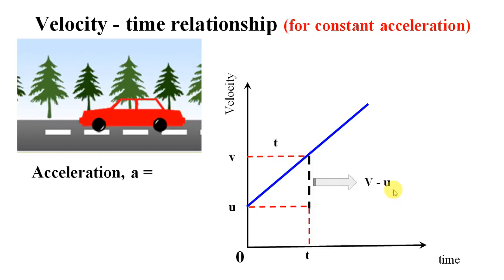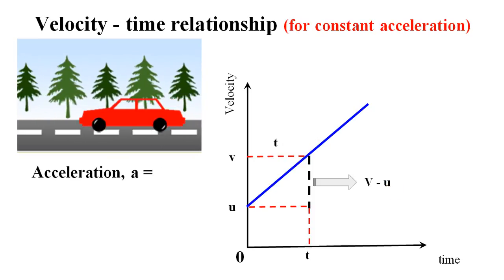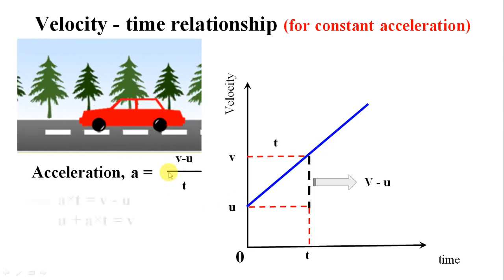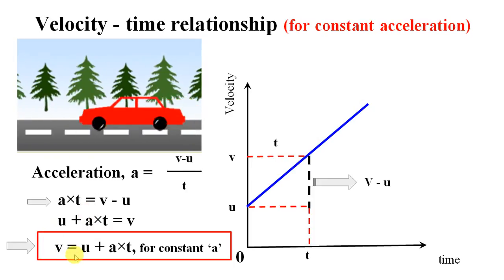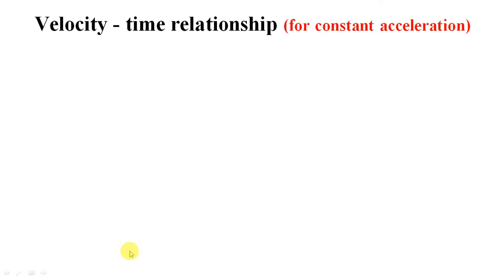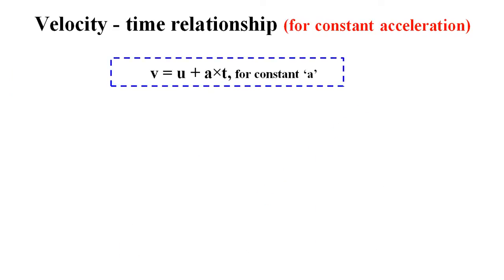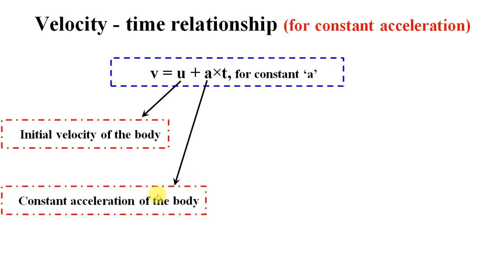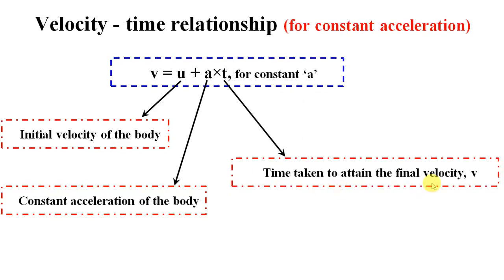To find acceleration, we should find the slope of the graph, which is given by v minus u over t. If you simplify this, that gives you v is equal to u plus a multiplied by t. Hence, the velocity-time relationship is given as final velocity is equal to initial velocity of the body plus constant acceleration multiplied by time taken to attain the final velocity.